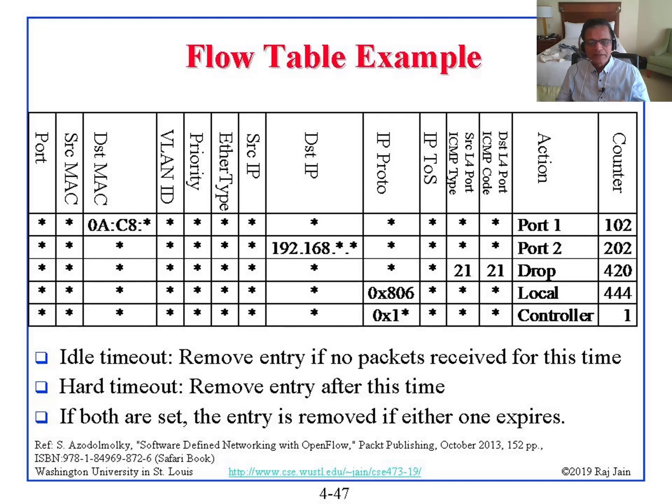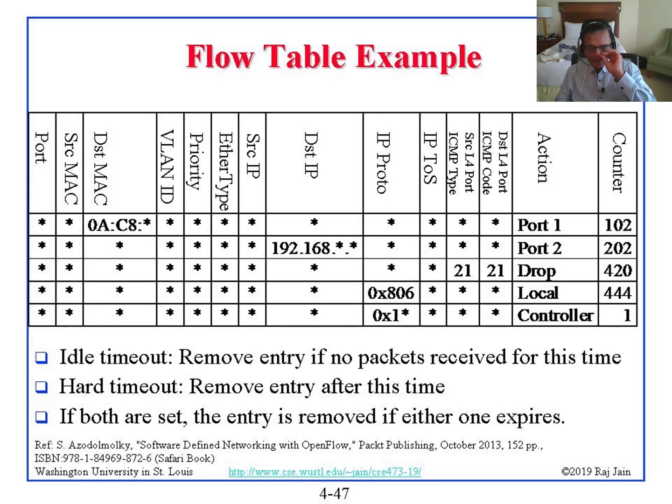Now this table will keep becoming bigger and bigger as more entries are added, so there is an idle timeout. That means if no packet is received for this time, that is, no packet matches and this counter doesn't go up at all, say some counter is 0 for 3 days, then we remove that entry. There is also a hard timeout. If some entry has been there for 5 days, we just remove it regardless of use. If both are set, the entry is removed if either one expires.